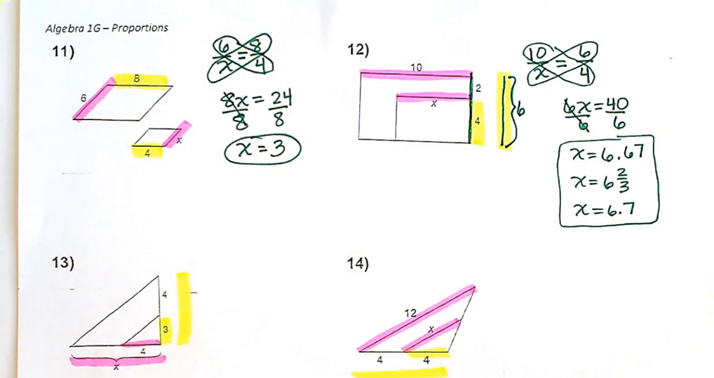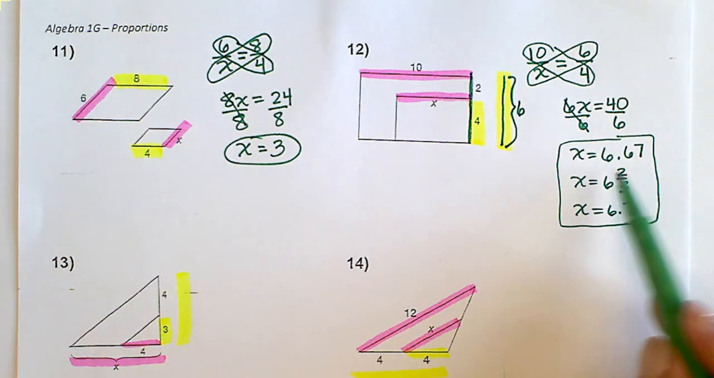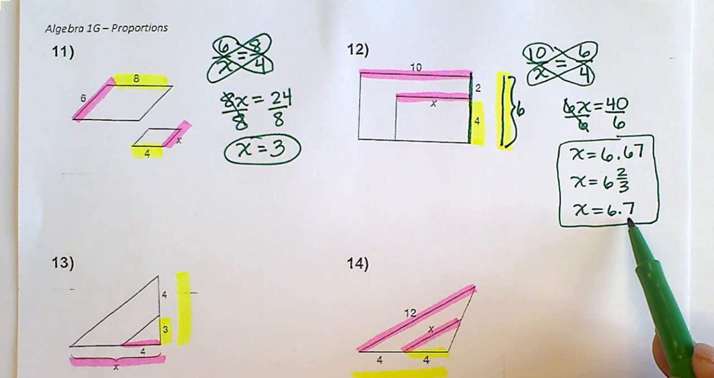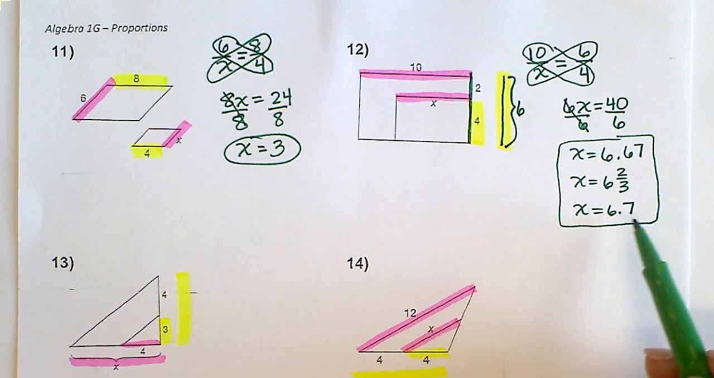Now occasionally it may tell you to round to the nearest hundredth or round to the nearest tenth. So just be careful if it is more specific as to what to do.